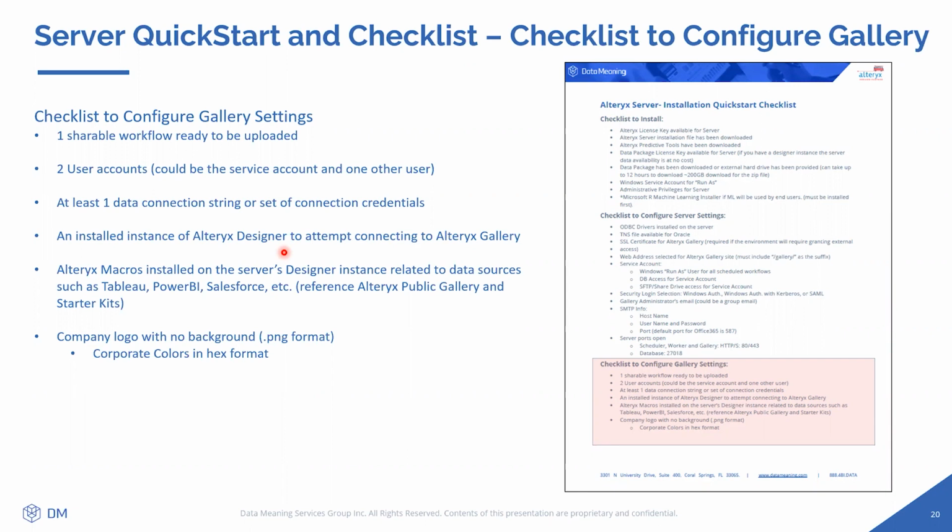Any macros that you have in your company, publish them to the gallery, right, and reference them on the gallery so then users can leverage them. And lastly, right, just update the logo on the gallery. You can change the image there to your company logo. All right, so that's about it here for the checklist.